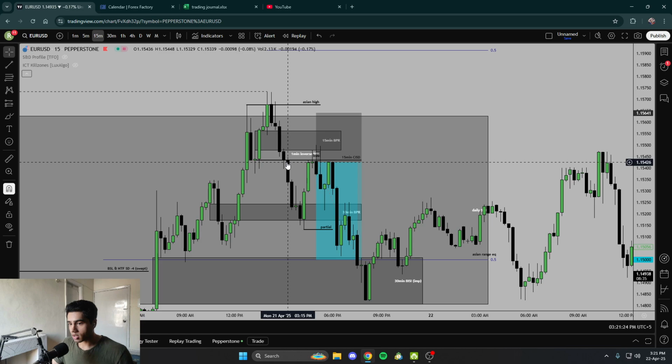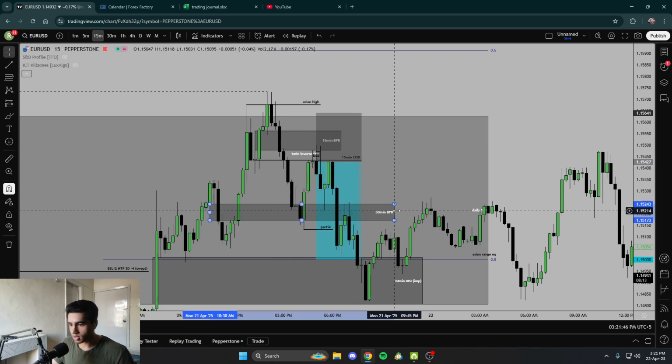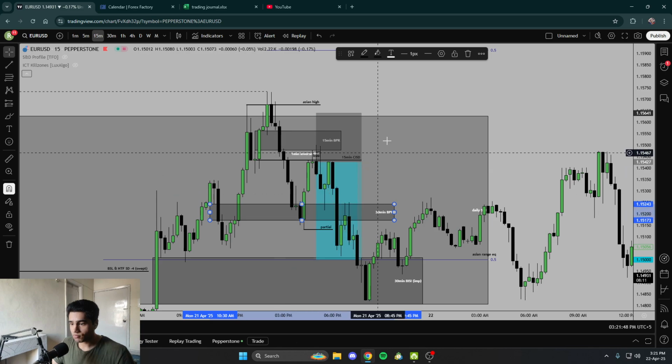Notice how I'm saying valid and strong, because this leg down happened with a lot of displacement. If this leg down closed somewhere around here or maybe right here, I wouldn't have considered this a valid change to delivery unless it continued down with displacement and closed far below the opening of these bullish candles, right? So it wasn't a liquidity sweep, it was a valid change to delivery. We closed below, right? We tapped into a 30-minute BPR right here.